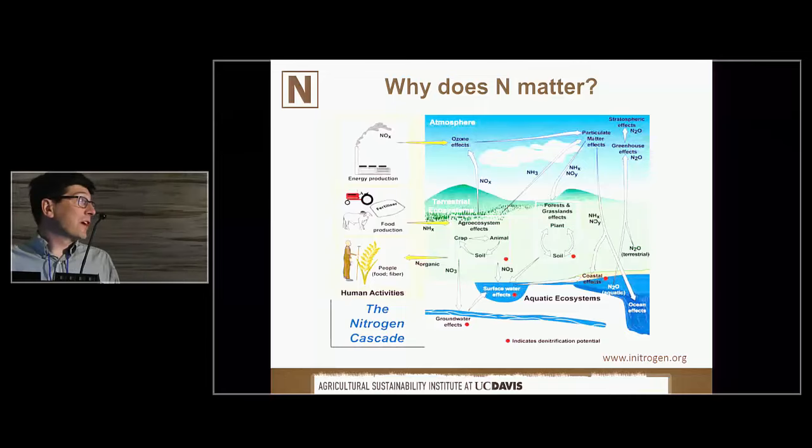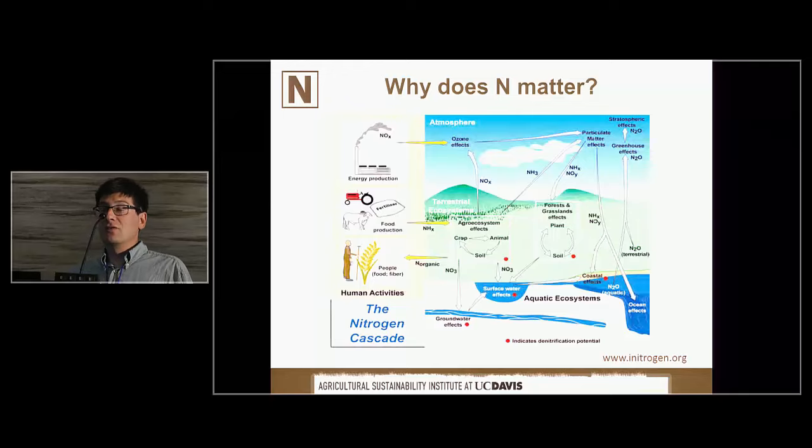And then finally, from a regulatory and a policy perspective, nitrogen is a real challenge because it's used everywhere in a lot of different ways, and it affects both air and water, which are typically regulated separately.